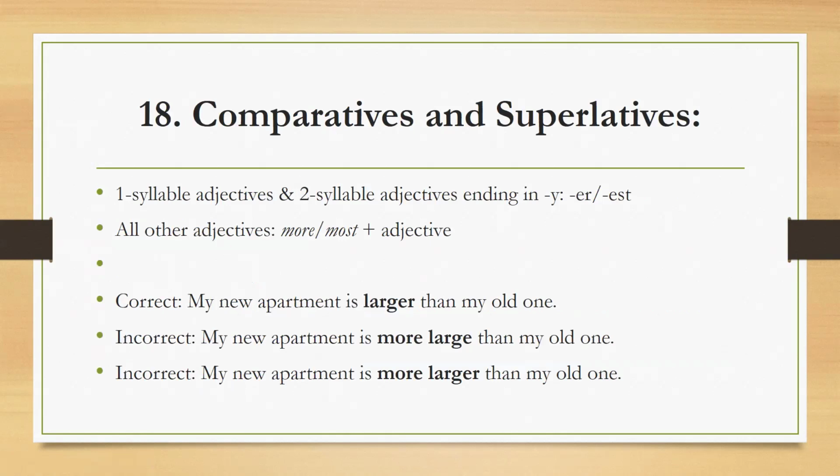Comparatives and superlatives. One syllable adjectives and two syllable adjectives ending in Y take ER, EST. All other adjectives take more, most. My new apartment is larger than my old one. It will be wrong to say my new apartment is more large than my old one, or my new apartment is more larger than the old one.